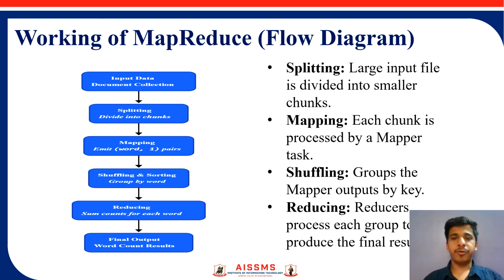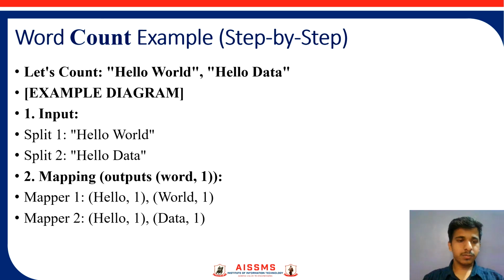So how does the working of MapReduce happen? So first we split it. Second we do mapping, then shuffling, then reducing.